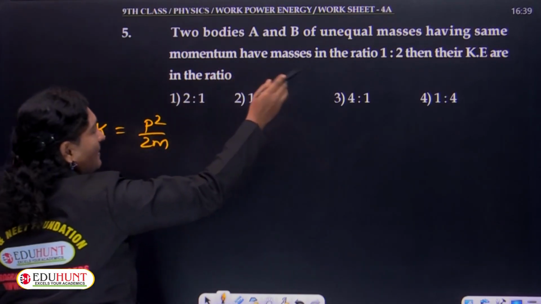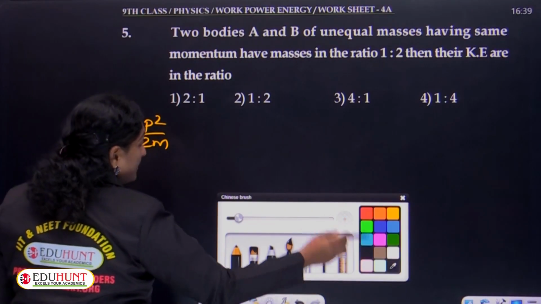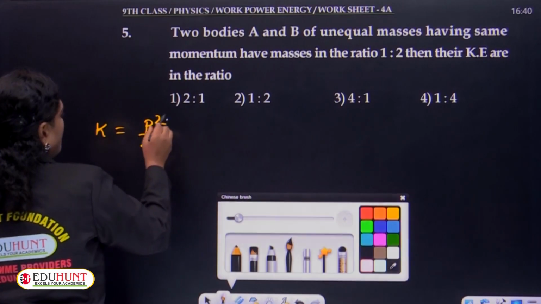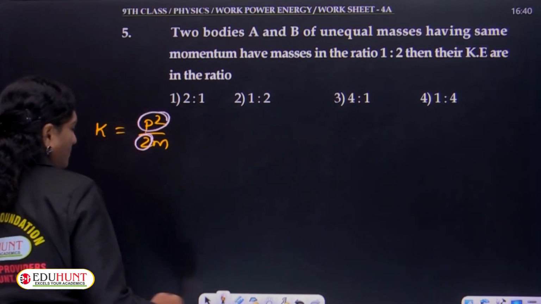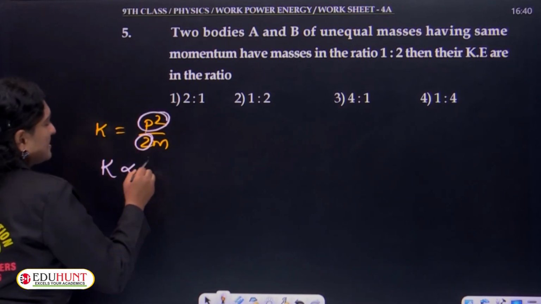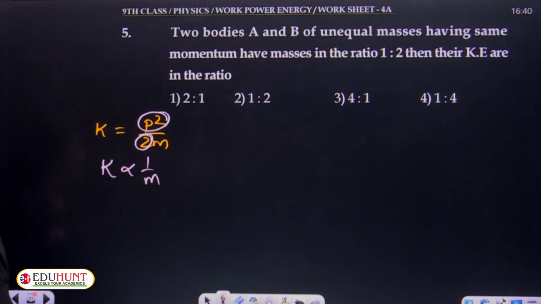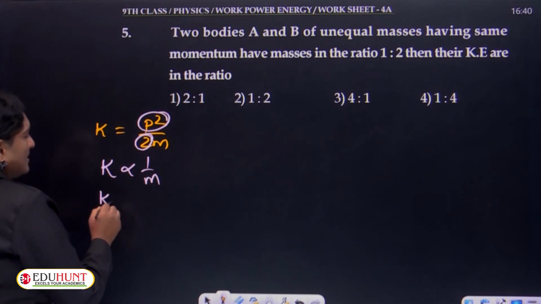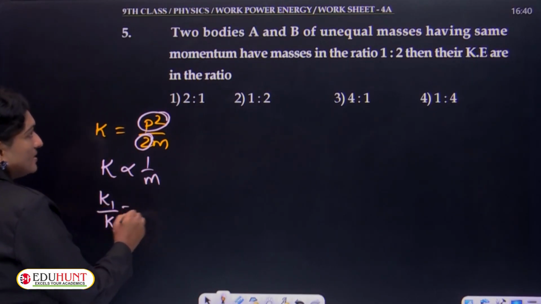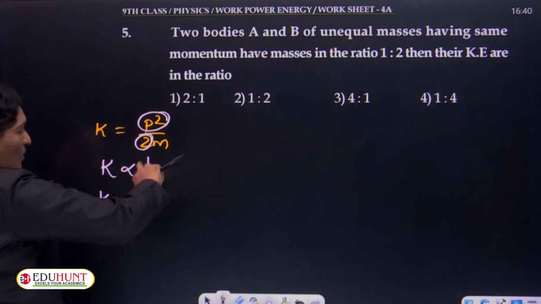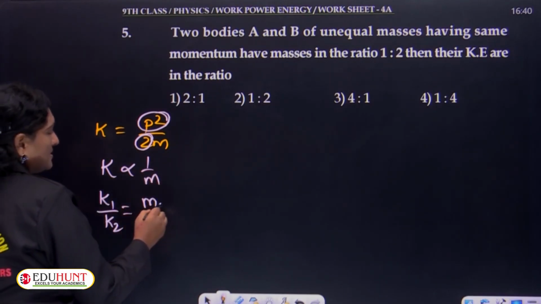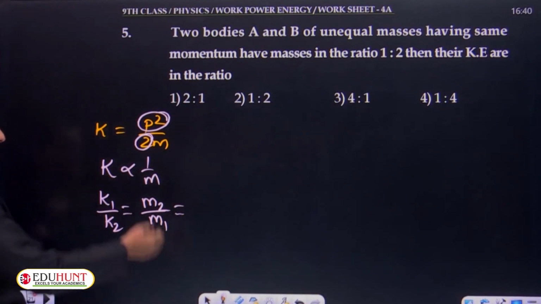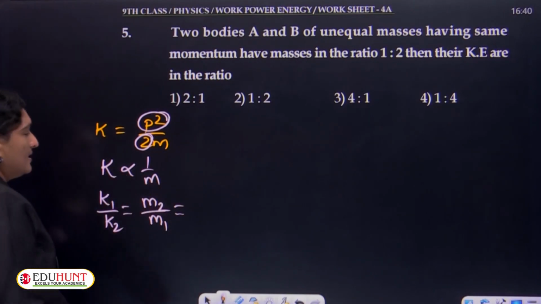So children, instead of writing it in another way, I am simply writing K equals P square by 2m. Two bodies A and B, unequal masses. So masses are different. Then what remains same? Same momentum. So momentum is constant and 2 is of course constant. So K is inversely proportional to mass. Larger the mass, lesser will be kinetic energy and vice versa. So taking the relation, we have K1 upon K2 is equal to reciprocal of masses, that is M2 upon M1. Larger the mass, lesser will be kinetic energy, reciprocal.